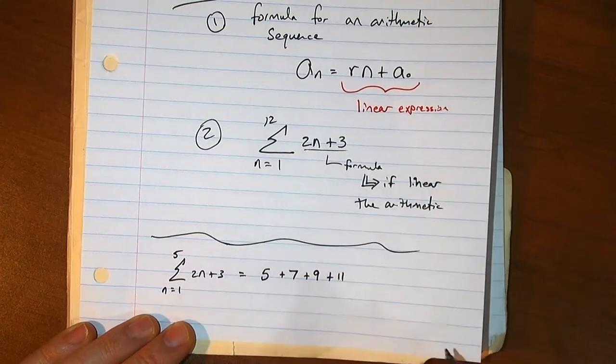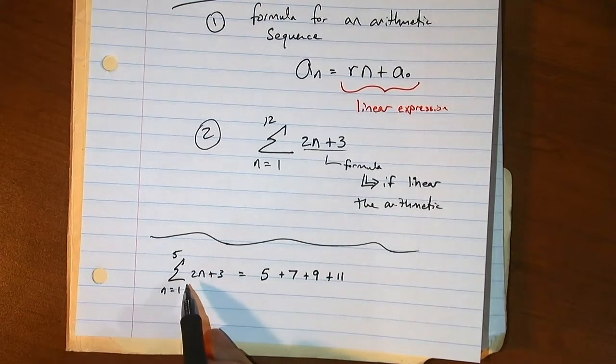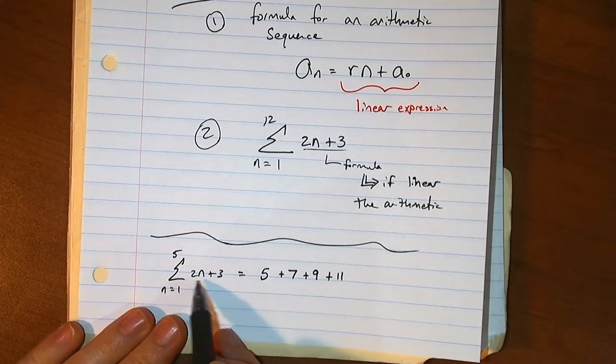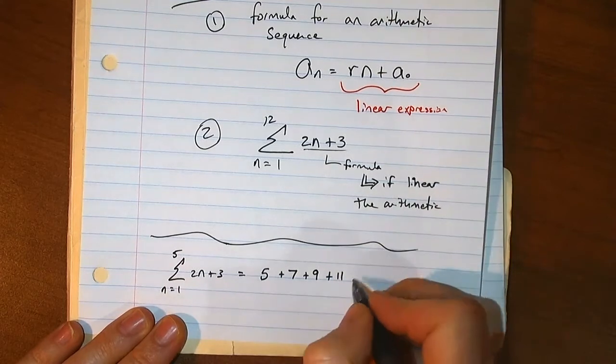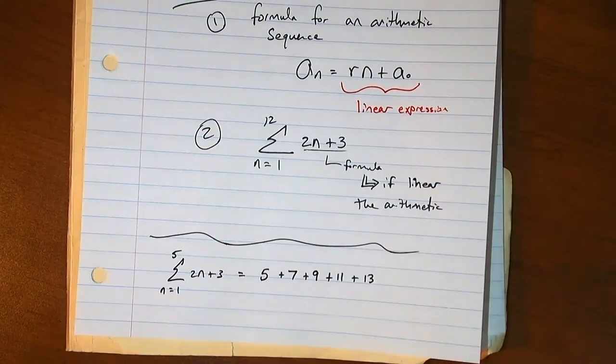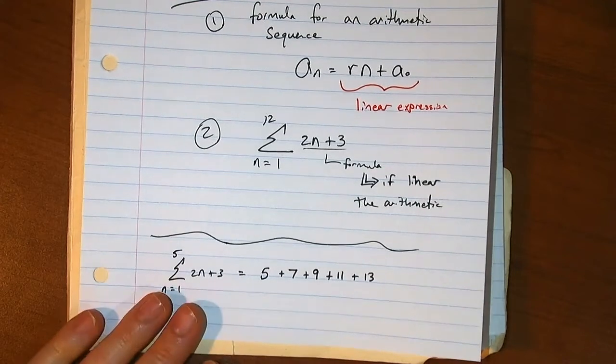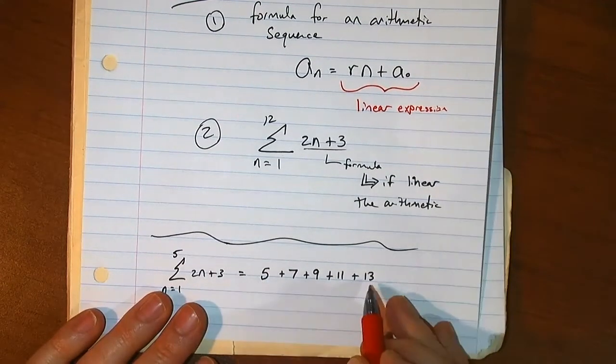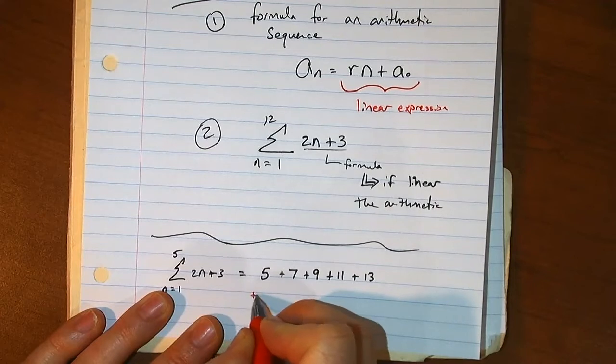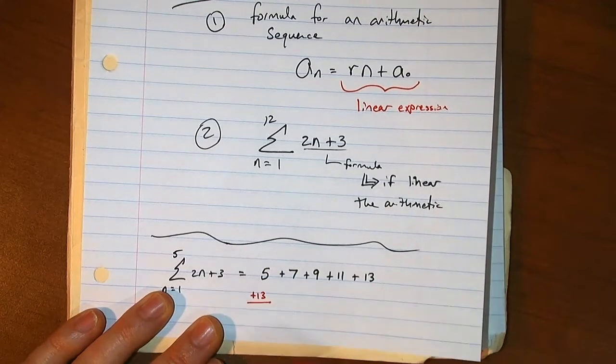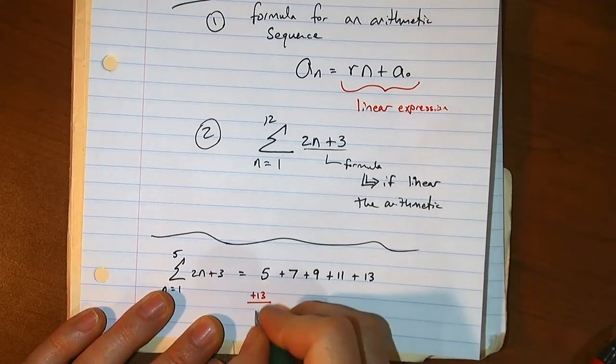And last but not least, when I plug in a 5, I end up with 2 times 5, which is 10, plus 3, and I get 13. Right? Now, what I pointed out last time is to notice that the 5 and the 13, if I add 5 plus 13, I'm going to end up with 18, right?